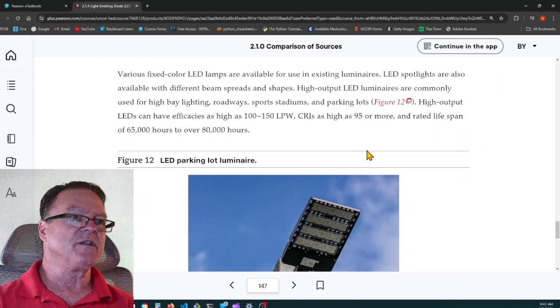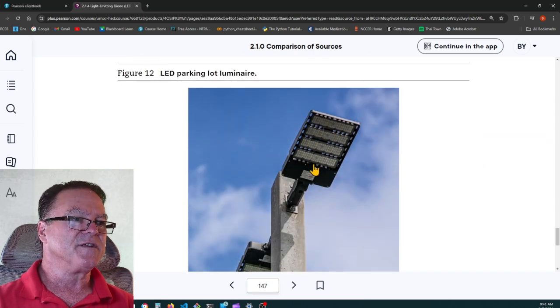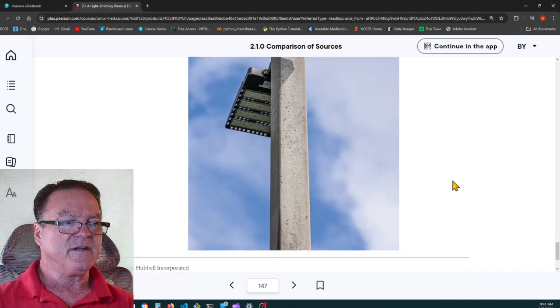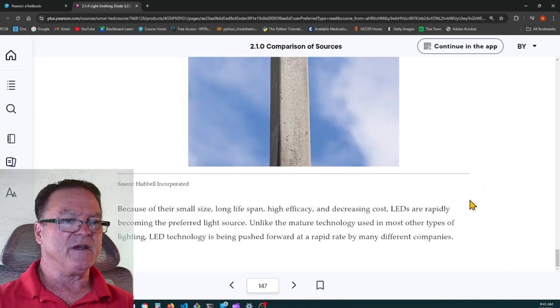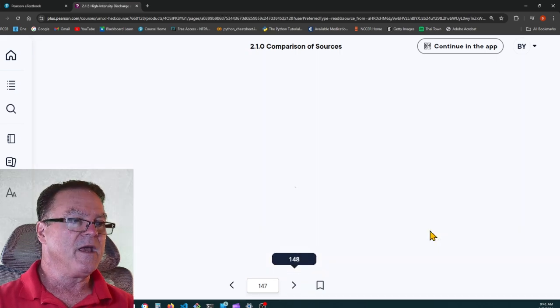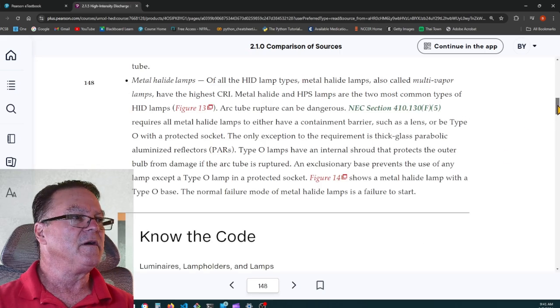Retrofitting. Various fixed color LED lamps are available for use in existing luminaires. LED spotlights are also available with different beam spreads and shapes. Very good. So retrofitting is taking an LED and putting it where you used to use an incandescent. And retrofitting used to be difficult. Now you just screw in the lamp and you're done. So it's kind of nice.